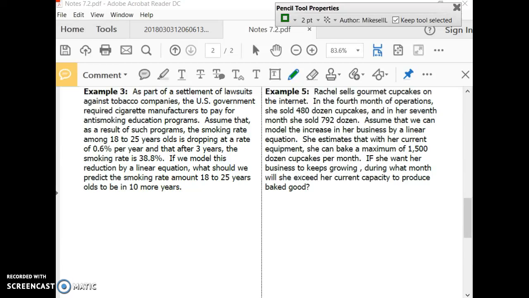Okay, we're going to do example 3. As part of a settlement of lawsuits against tobacco companies, the U.S. government requires cigarette manufacturers to pay for anti-smoking education. The smoking rate for 18 to 25 year olds is dropping at a rate of 0.6% per year, and after 3 years, the smoking rate is 38.8%. If we model this equation by a linear line, what should we predict the smoking rate to be for the 18 to 25 year olds in 10 more years?